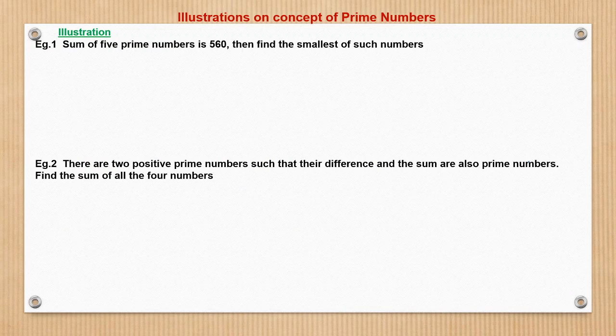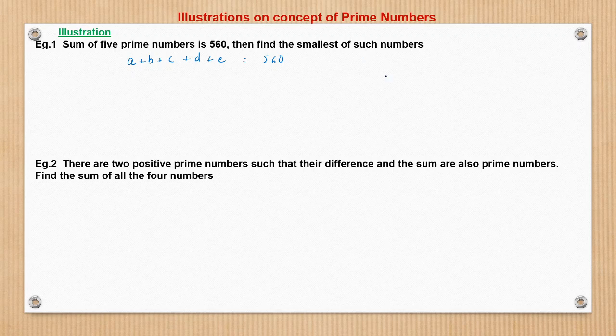Now we'll take some illustrations to drive through the concept which we have seen, and further, some advanced level questions we will see. Now, the sum of five prime numbers is given as 560. Then find the smallest of such numbers. So basically, let A, B, C, D, E be the prime numbers, the sum of which is given as 560. Find the smallest of such numbers.